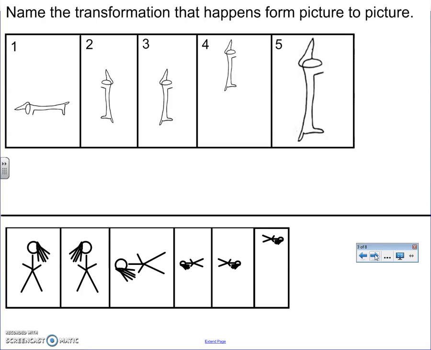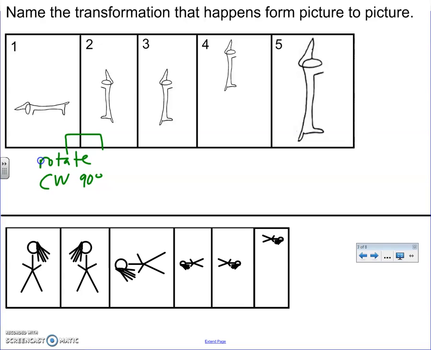So we'll start easy. Name the transformation that happens from each picture to picture. So this was 5 parts. How does the first picture go to the second? This is a dog. Hopefully you can tell this was rotated. How much rotated to the right? So this would be clockwise, 90 degrees. That's from here to here.